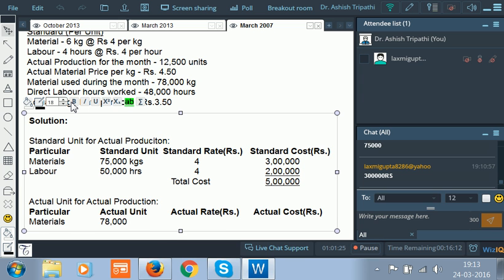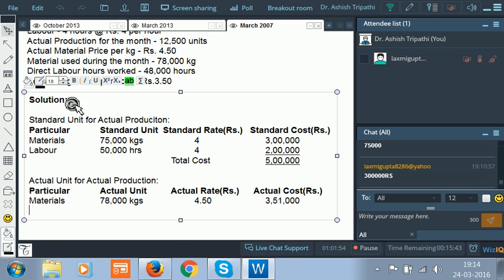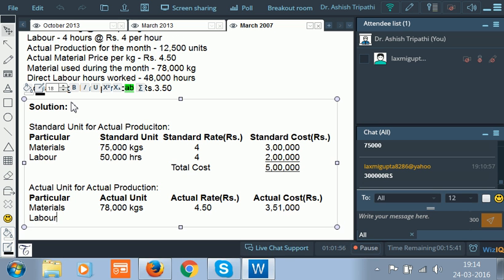Materials actual unit is, actual material is how much? 78,000 kg. If you read the question, 78,000 kgs. Actual rate is 4.50 per kg. So your actual cost will be 78,000 into 4.5, 3,51,000 rupees, 3,51,000.